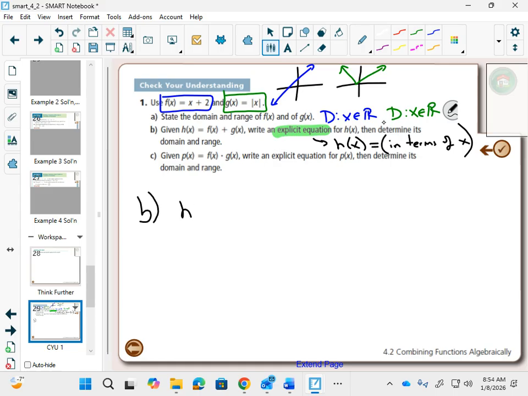So for part B, the explicit part, h of x, well, what can I write instead of f of x? I could write x plus 2. And what can I write instead of g of x? I can write the absolute value of x. This is the explicit equation.